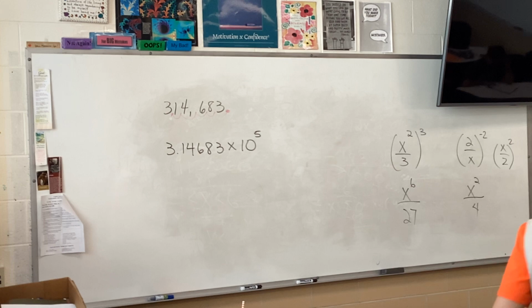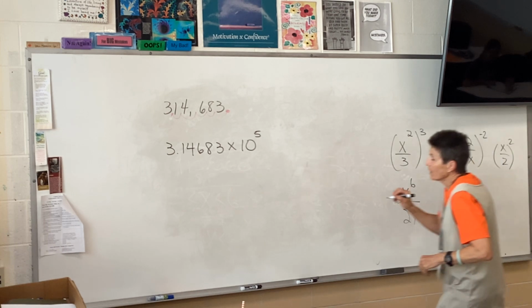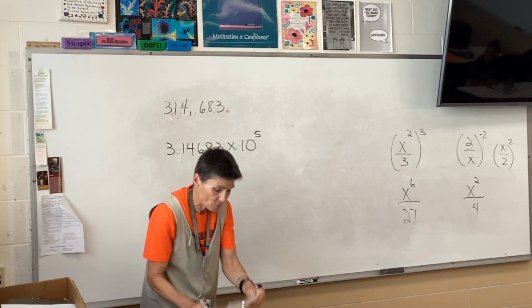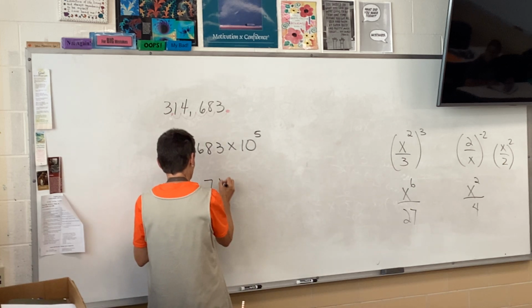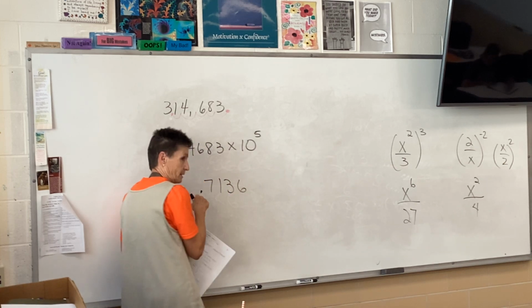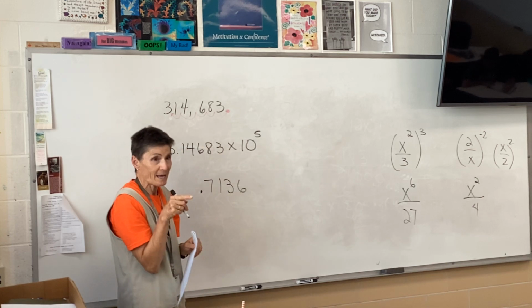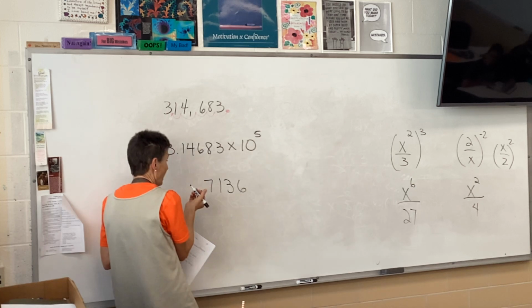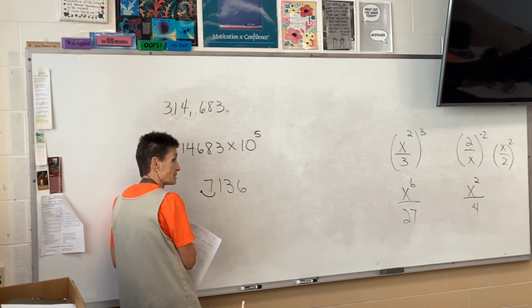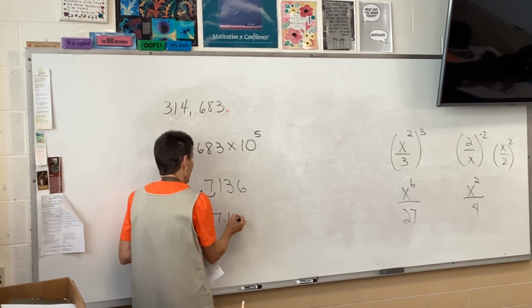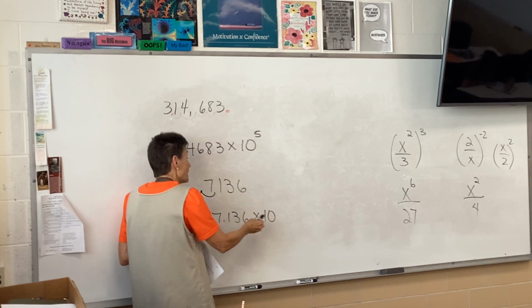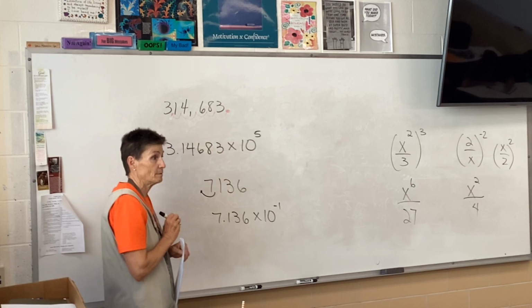Okay, so let's try the next one and do the same thing. Now this number is little. Would you agree this is a little number? So when I do my exponent, it's going to be negative, right? This time, I only need to move it one place. So 7.136 times 10 to the, since it's only one place, it would be negative 1.